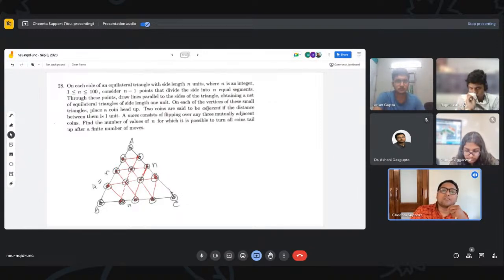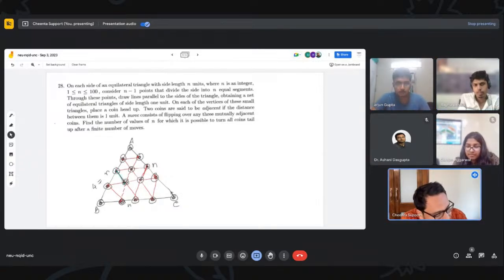So find the number of values of n for which it is possible to turn all coins tail after a finite number of moves. So if you flip these three, maybe, so you start with heads. If you flip these three, then all of them become tails, right? But then if you flip these three, then two of these tails will become heads and this head will become tail. So something like that can happen actually.